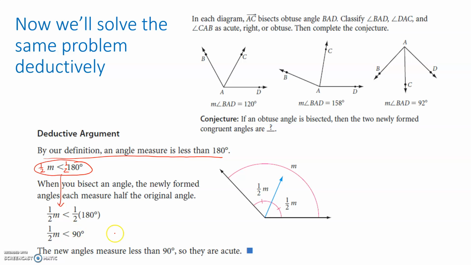So I am multiplying both sides by a half. That is a geometric reason, an algebraic reason, that I can do that. When I do that, half of 180 turns out to be 90, and that is just by multiplication. And so therefore I know that when I take an angle and bisect it, it's going to be less than 90 degrees, so it's going to be acute. So here is the deductive way of solving the same problem that I did inductively on the last step.